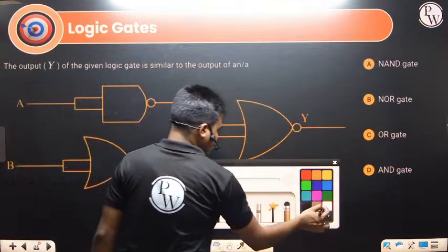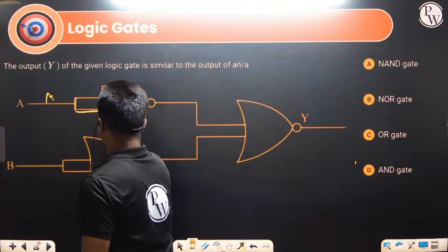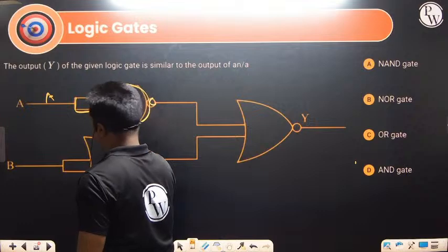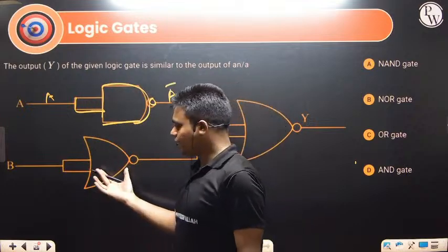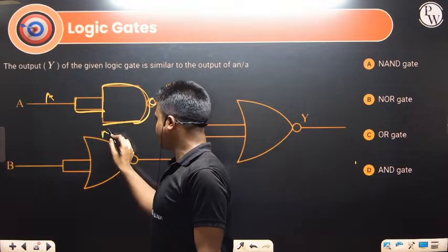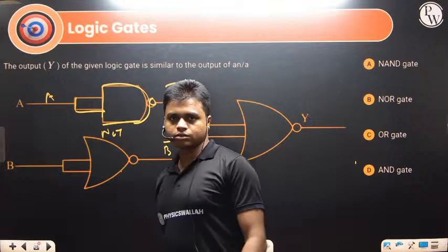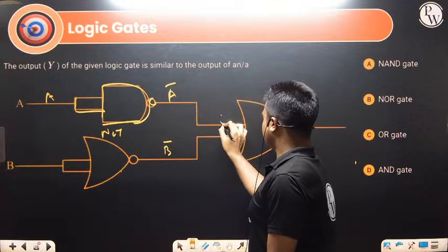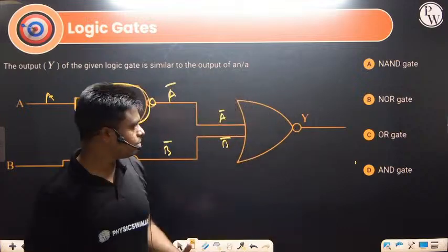Again, let's say this one is A. This is a single input NAND gate. It will act as a NOT gate, I told you, so this will be A bar. This is a single input NOR gate. Again, this will act as a NOT gate. So this one is B, and this side will have B bar, right? So this will be A bar, and this will be B bar.